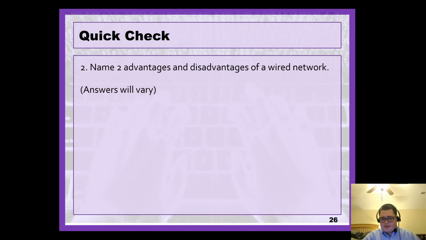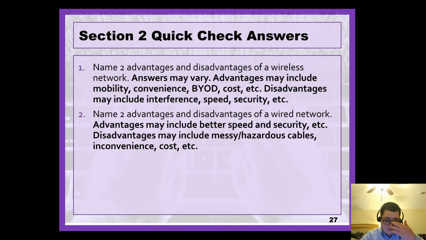Again, some quick checks. We're going to zoom past those.